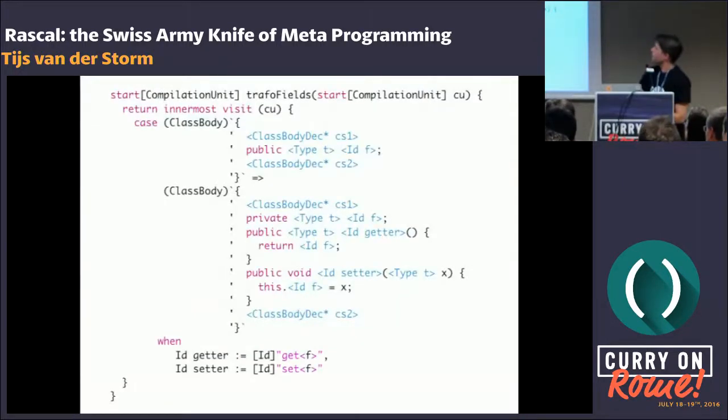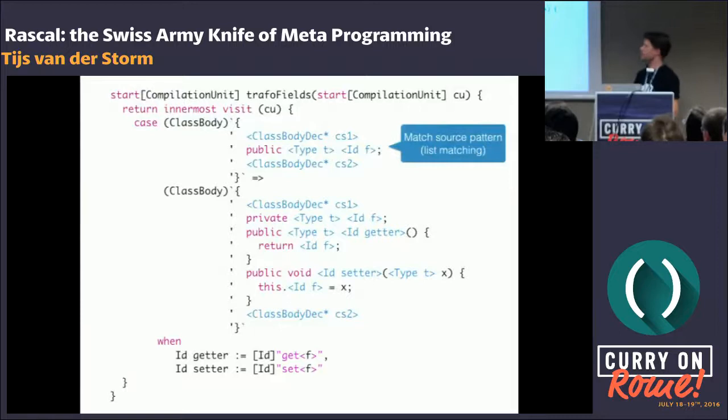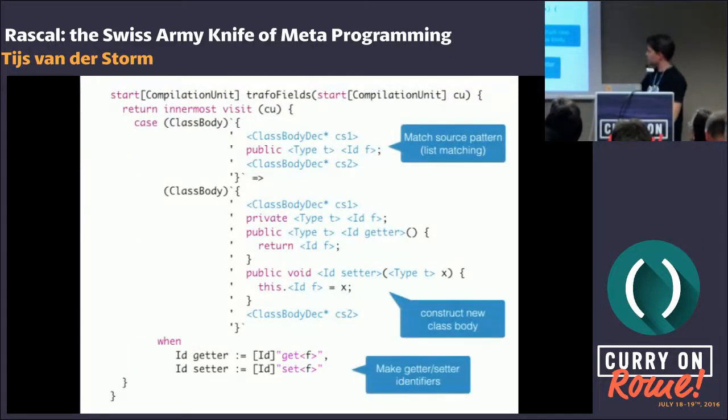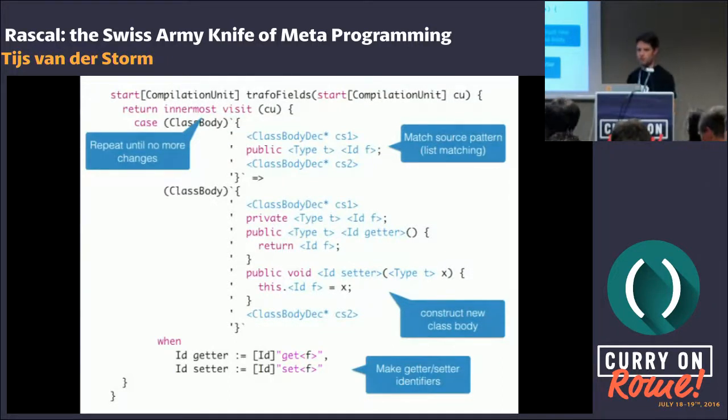So, brief recap. We match the source pattern using list matching, right? So it tries to find this public field inside this list of class body declarations. And then we actually construct a new body, which is of the same type, class body. And then we insert the new getter and the setter and change the field declaration itself from public to private. And then we need these getter and setter identifiers. We use the parse cast operation to create them. And then we use the innermost strategy to keep reapplying these rewrite rules till the end.